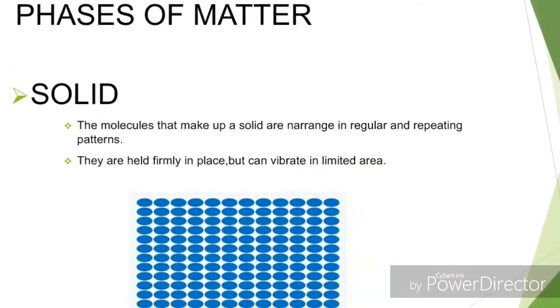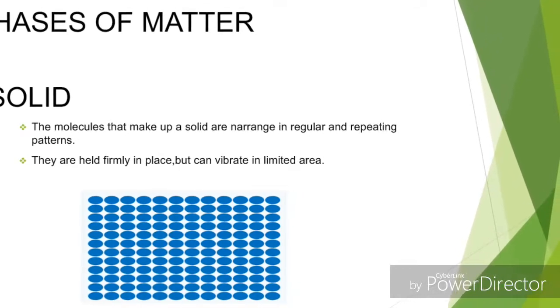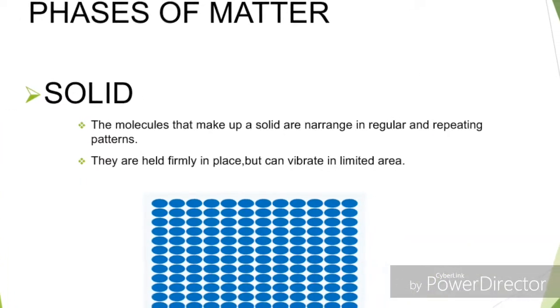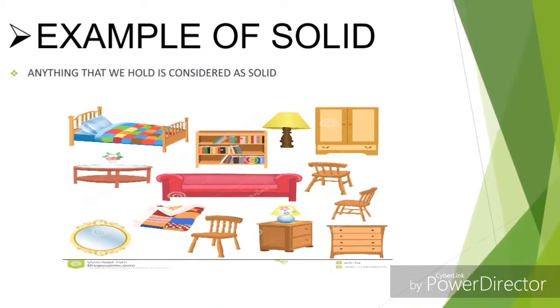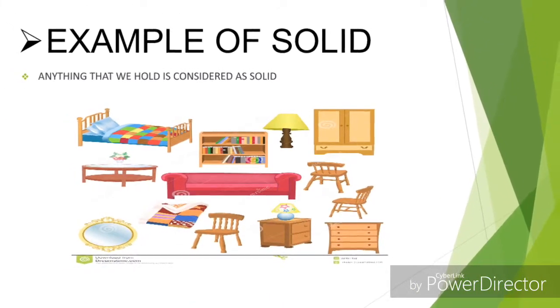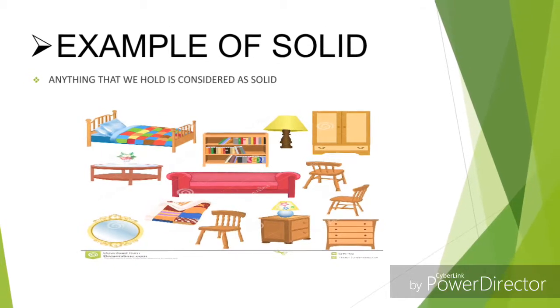There are three phases of matter. The first one is solid. The molecules of a solid are fully close to each other and the space between them is small. An example of it is anything that we hold or touch, such as things that we see in our house.